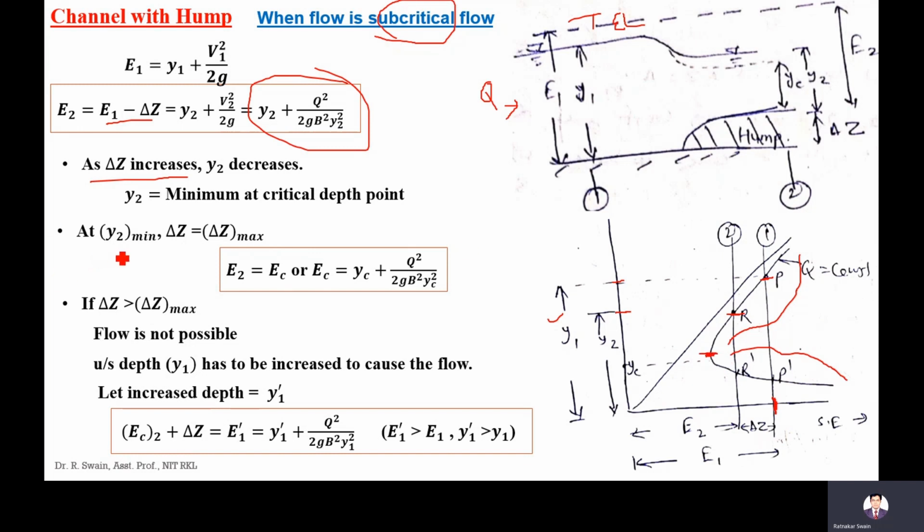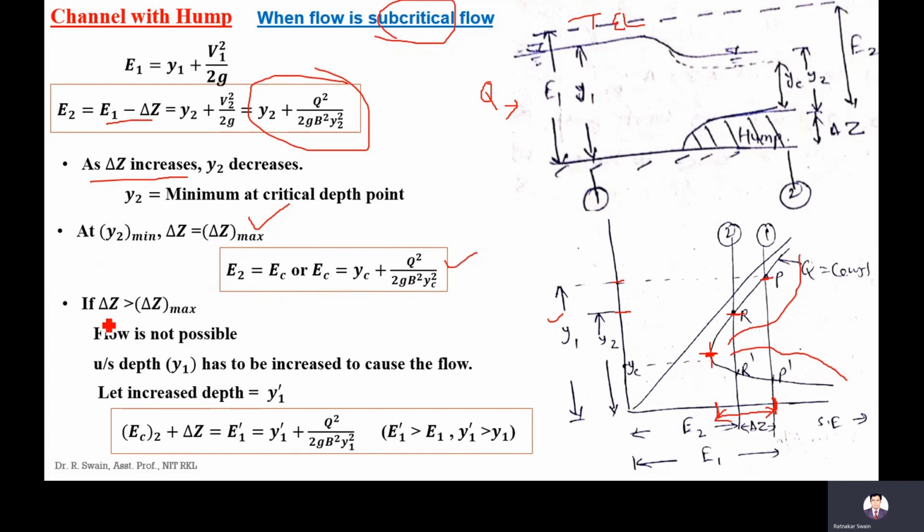So at Y2 minimum, delta Z will be maximum. Up to this, you can provide the hump. This will be your maximum hump size. E2 will decrease up to this EC. E2 will be EC when delta Z is maximum, so EC is YC plus Q square by this expression.